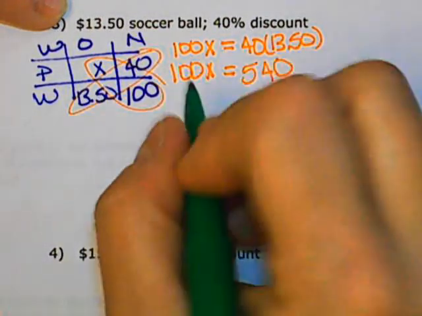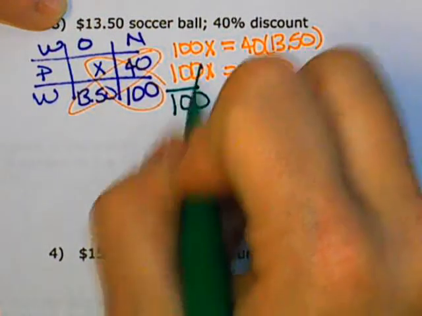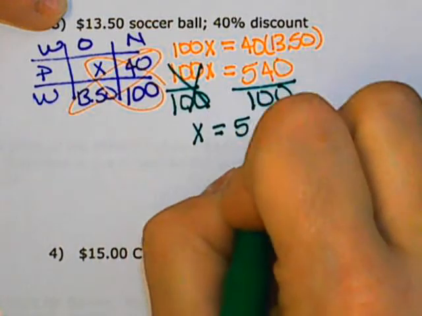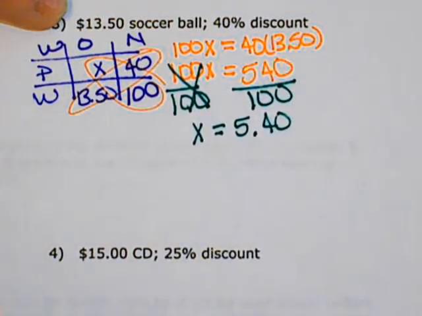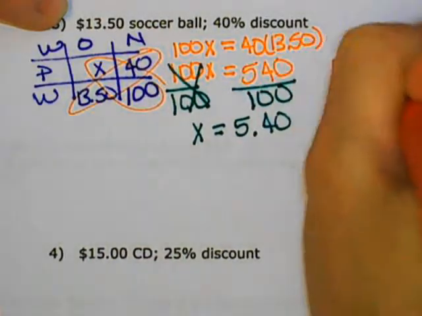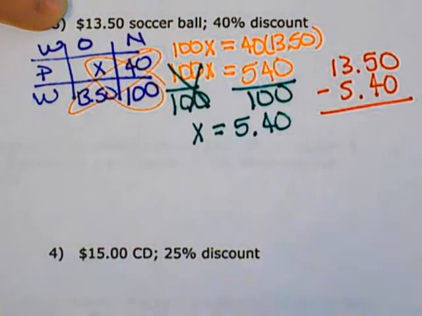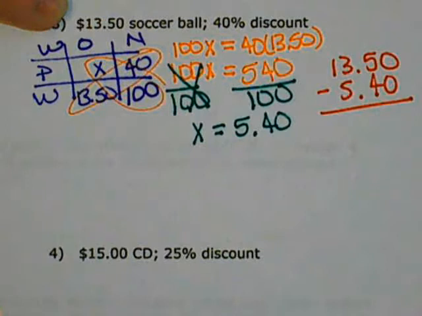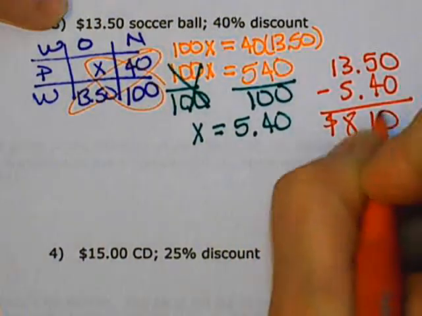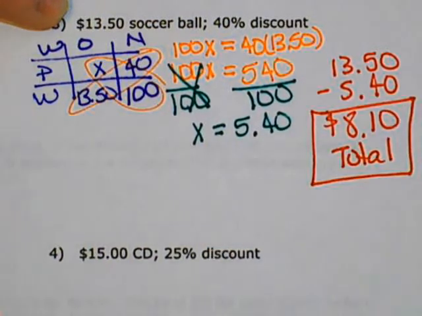540. You will divide both sides of the equation by 100, and x equals $5.40 discount. We will take the $13.50 and subtract the $5.40 discount and only pay $8.10 for the soccer ball.